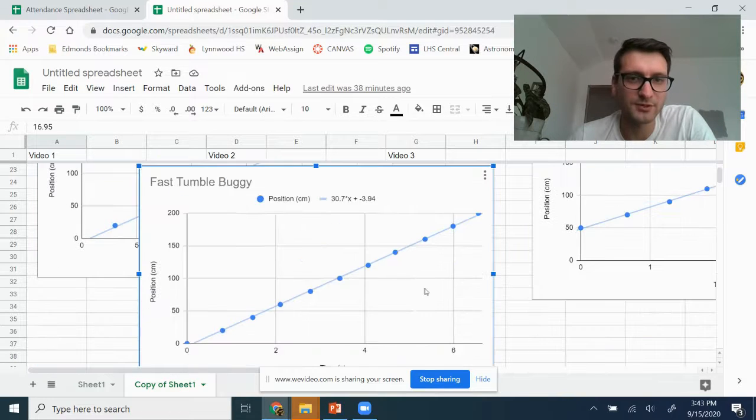Let's take a look at the fast one and compare that. So, this one is going faster. You can tell because the slope is steeper, right? It went from 7.5 to 30.7, and so that's the velocity. That means the faster tumble buggy is going 30.7 centimeters per second.